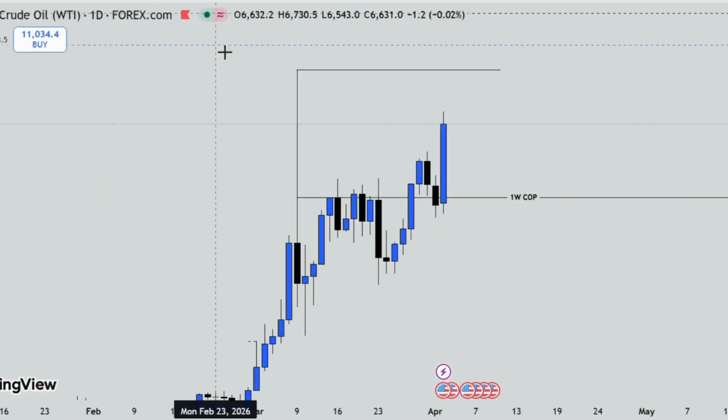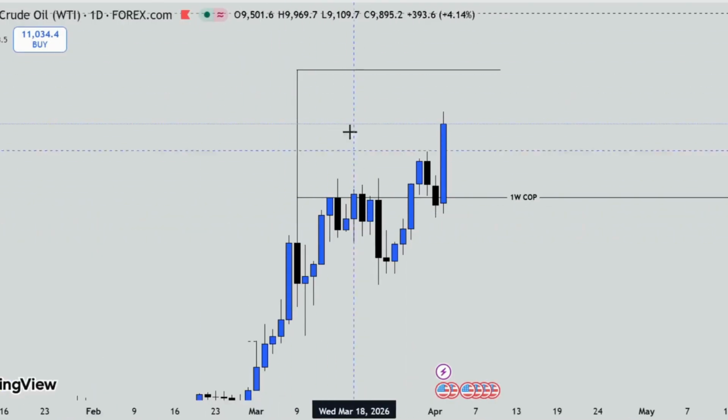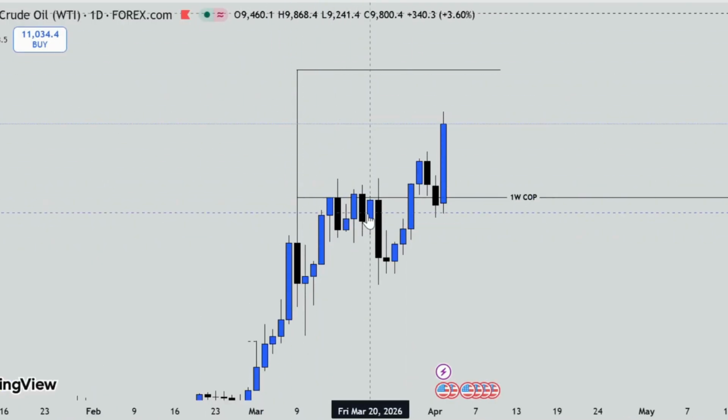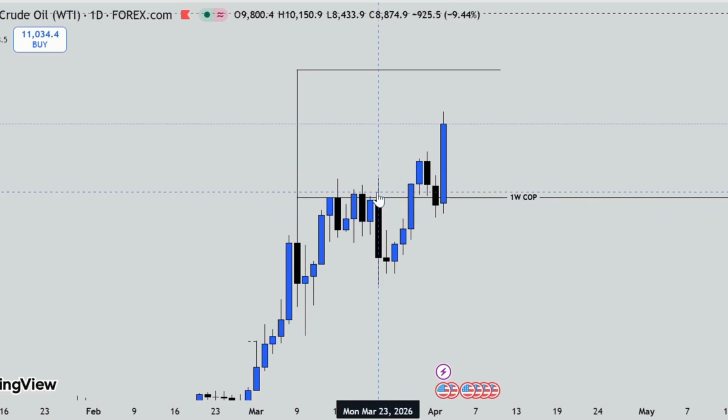So back to the daily time frame. What made this trade valid? Now this closed on Friday. On Monday, this candle opened, traded into that level, you can see the line here, traded into that line and dropped massively.